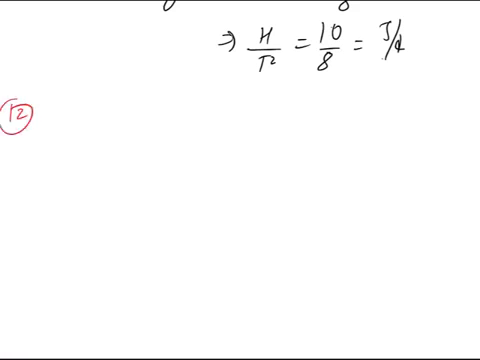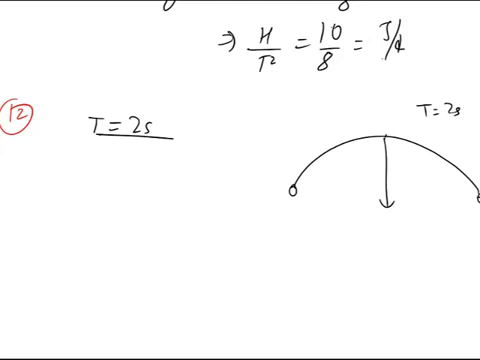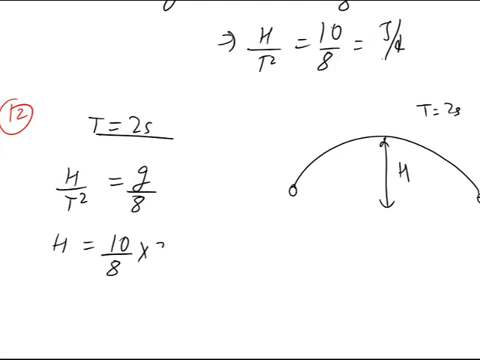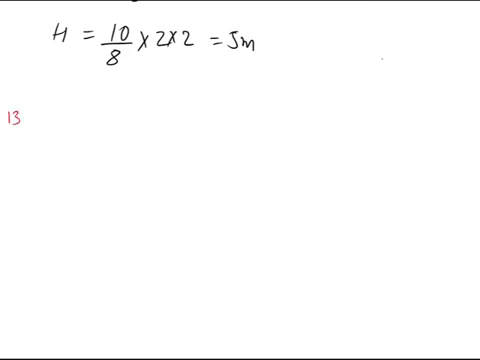Question number 12 says a ball is thrown by one player, reaches another in 2 seconds. The maximum height attained by the ball above the point of projection is about. Again, this is a relation between t and h. So you are given t, total time period is 2 seconds. So this ball is thrown from here to here, and t equals 2 seconds. You have to find h. So just now we got the formula that h over t square comes out to be g over 8. Hence h equals 10 over 8 into 2 into 2. That is 5 meters.